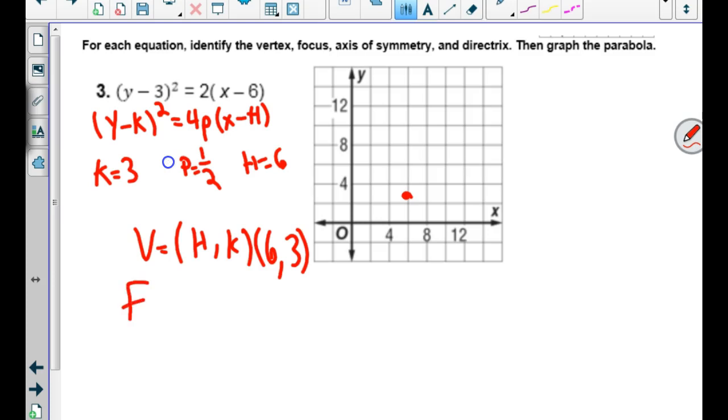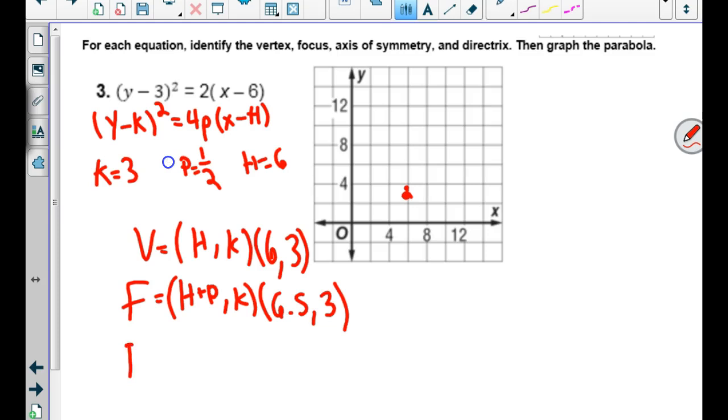Focus. Okay. For one that opens sideways, it says h plus p, comma k. So 6 plus a half. You can, I don't care, 6.5. If it was an ugly fraction, you should make it exact, but this is a nice one. Remember, p was a half, so it's only half a unit away, which on this graph paper is very tiny.